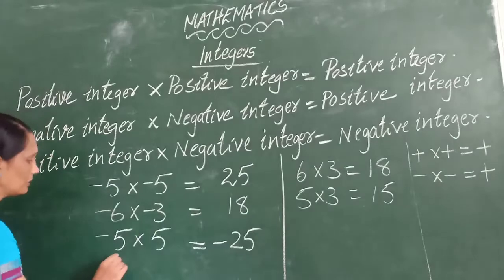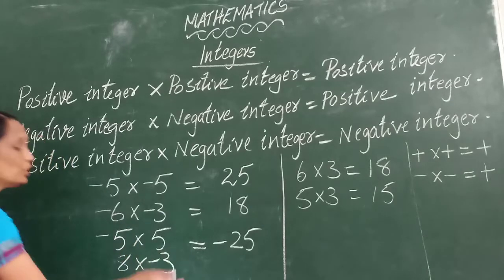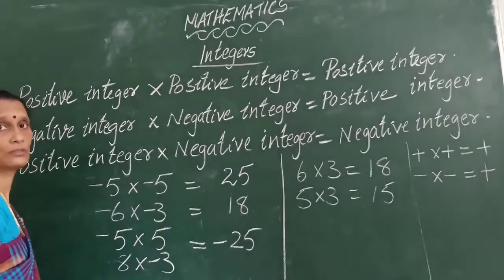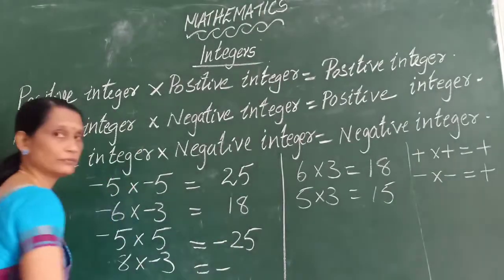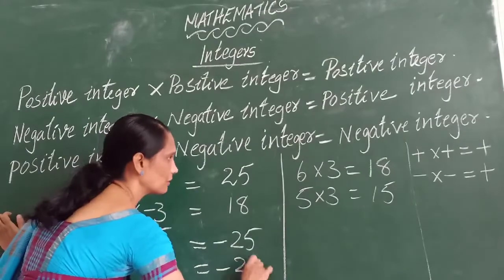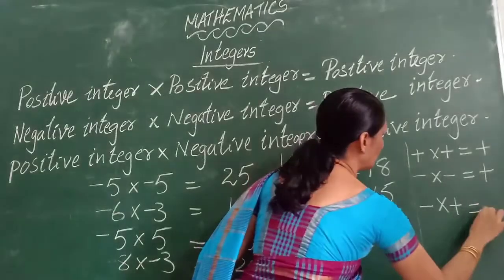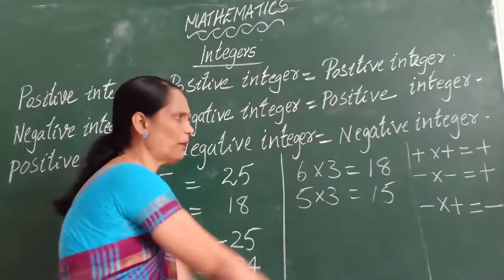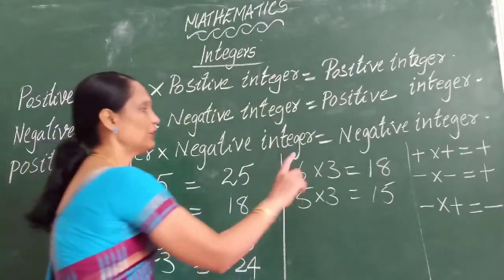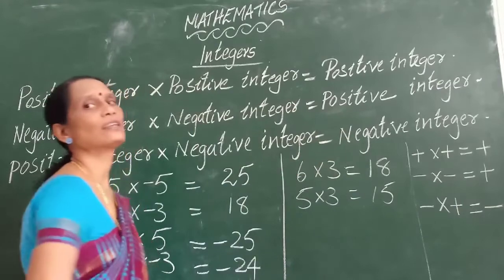Okay, take one more example. 8 into minus 3. Okay, let us see. 8 into minus 3. 8 is positive, 3 is negative. If one number is negative, we have to put the minus symbol. And 8 3s, you know how much is 8 3s? 8 3s are 24. So what can we write? Minus into plus is equal to minus, or plus into minus also. Minus into plus is also equal to plus into minus. So if one number is negative and one number is positive, we will get the answer as negative.